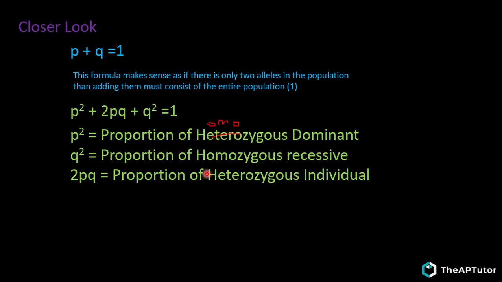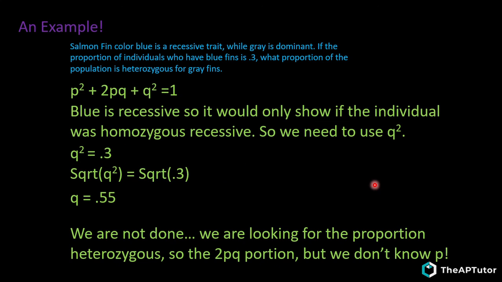2pq is the proportion of heterozygous individuals in the population. So again, p is the proportion of dominant alleles, q is the proportion of recessive alleles, therefore 2pq would equal the proportion of heterozygous individuals.